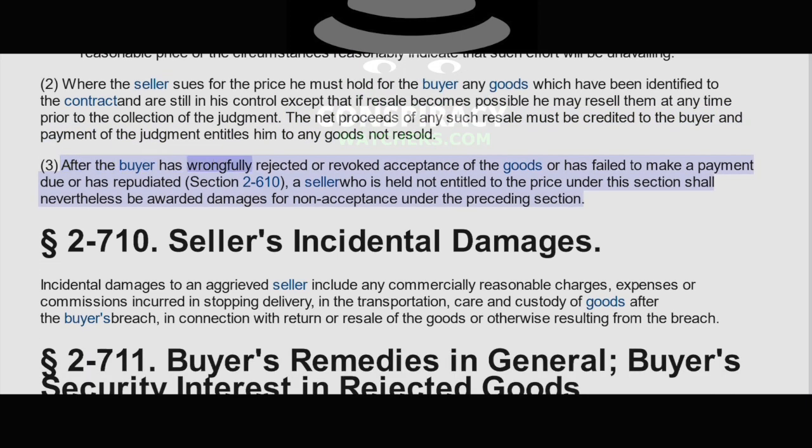After the buyer has wrongfully rejected or revoked acceptance of the goods or has failed to make a payment due or has repudiated, a seller who is held not entitled to the price under this section shall nevertheless be awarded damages for non-acceptance under the preceding section.